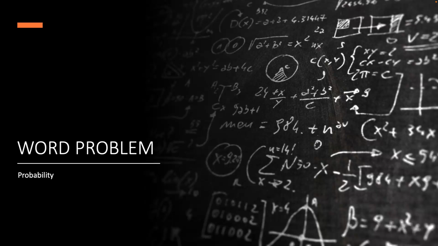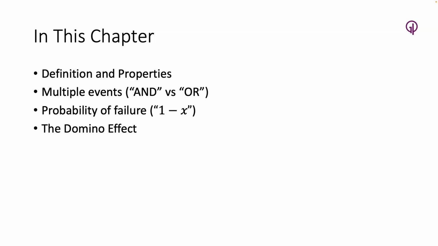Today, we will look at probability, our last topic under the word problem series. In this chapter, we will look at definition and properties. We will look at multiple events, probability of failure, and the domino effect.